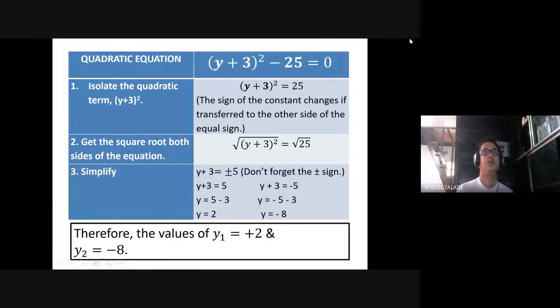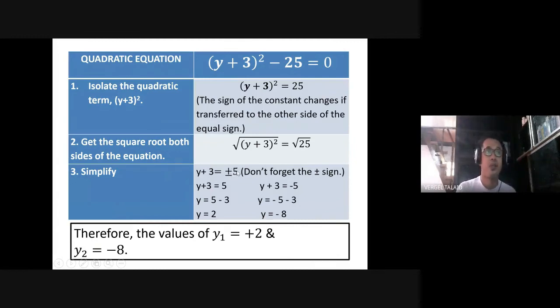Now, another example, the square of the quantity y plus 3 minus 25 is equal to 0. So isolate the quadratic term. This time, the quadratic term here is the square of y plus 3. So we are going to transpose 25 to the right side. So that is positive 25. Get the square root of both sides. So getting the square root of the square of y plus 3, the result is y plus 3. Then the square root of 25, we have positive and negative 5. Take note, positive and negative 5.